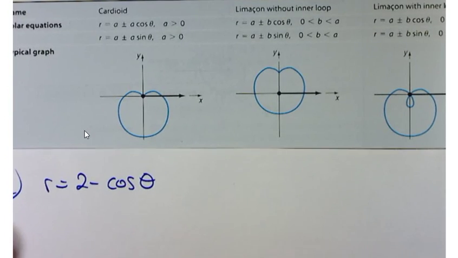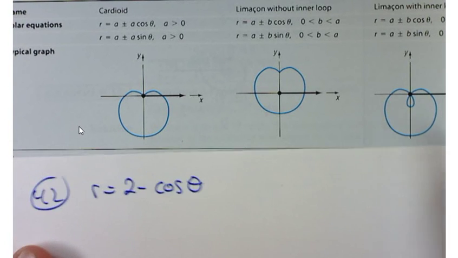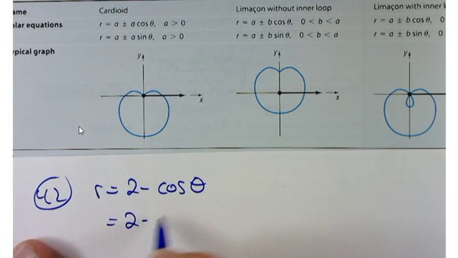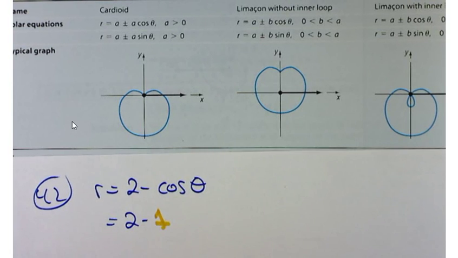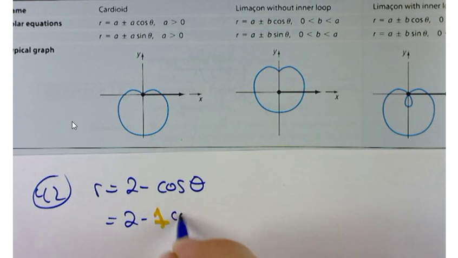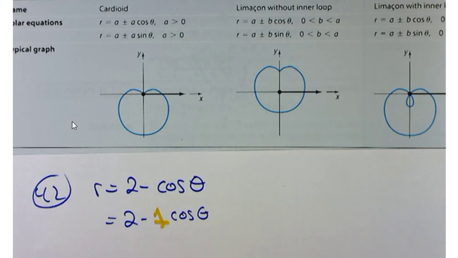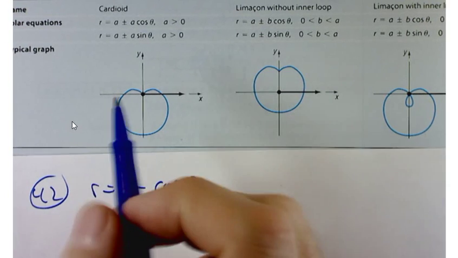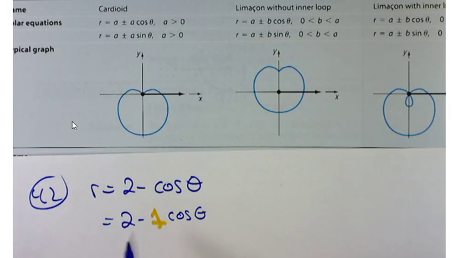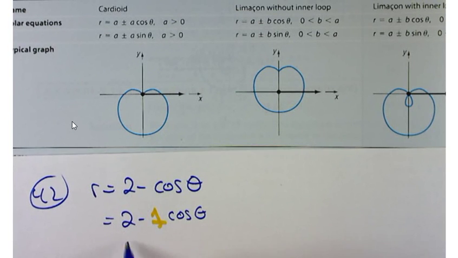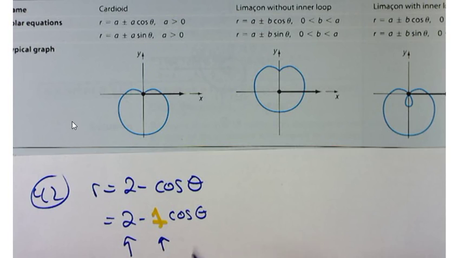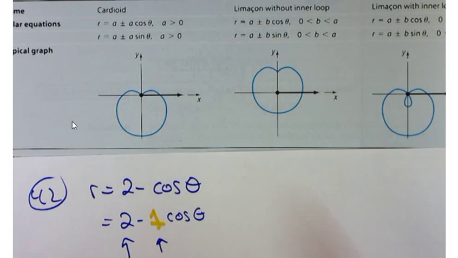So, problem 42. Maybe it'll help us out to put something here that's kind of understood but not really written, and that is a 1. So this is 2 minus 1 times cosine of theta. And that just gives us another value here that's part of our equation. Let's see if we can figure out what type of shape this is. In order for this to be a cardioid, these two things would have to be equal. In other words, these would both have to be the same, and they're not. So it's not a cardioid.